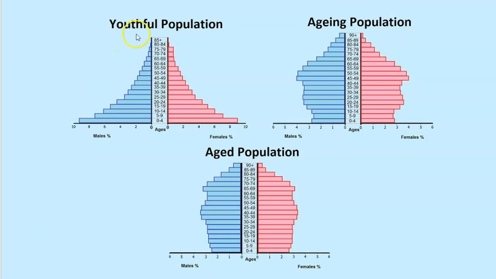Here we've got a youthful population. Again, the base is a lot larger. Then we have an aging population. This might be more of a stage 3. So you don't quite see that the populations have aged out yet.